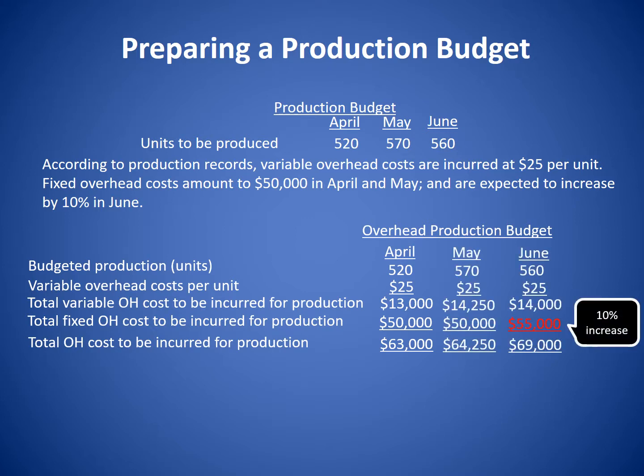We do the same process in May and June, except in June, we have to anticipate a 10% increase, so our fixed costs go from $50,000 up to $55,000. So now we have our overhead production budget for June.